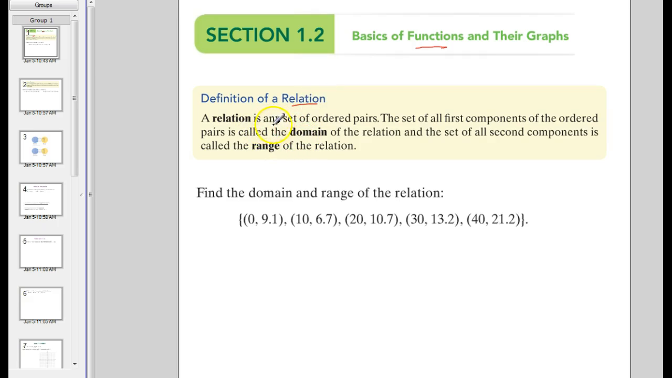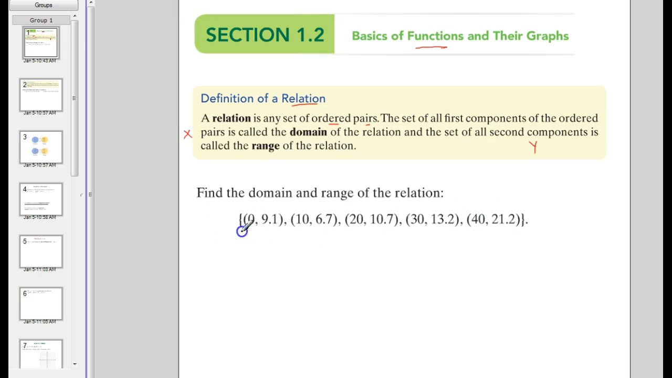So a relation is just any set of ordered pairs. So just grouping two things together. So relating one thing with another, basically. And the set of all the first components in the ordered pairs, which we typically think of as the x's, is called the domain of the relation. And the set of all the second components, which we typically call the y's, is called the range of the relation. So to find the domain and range of a relation, I'm given this relation, a set of ordered pairs.